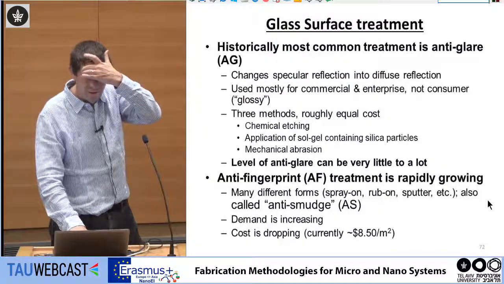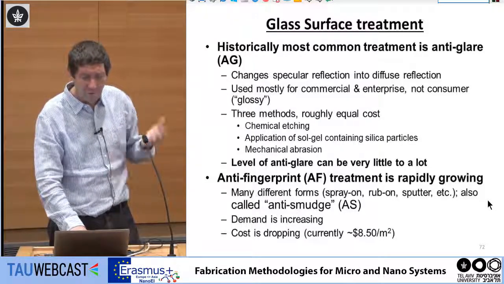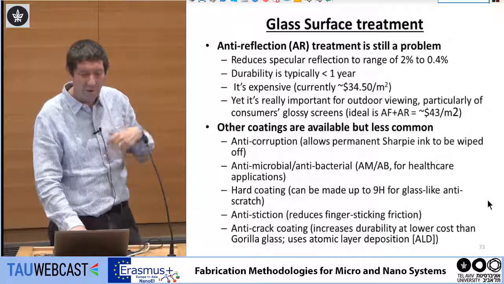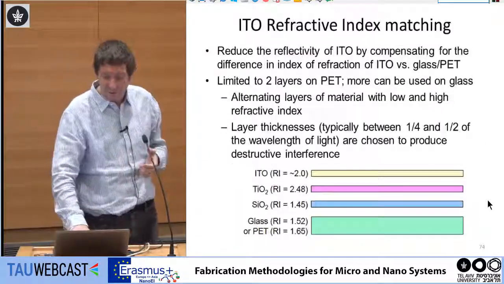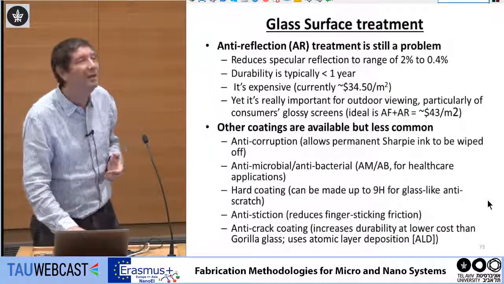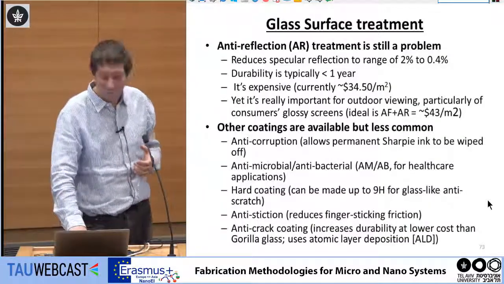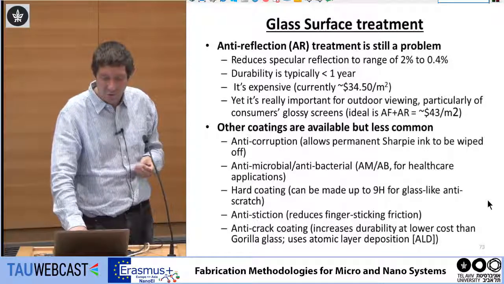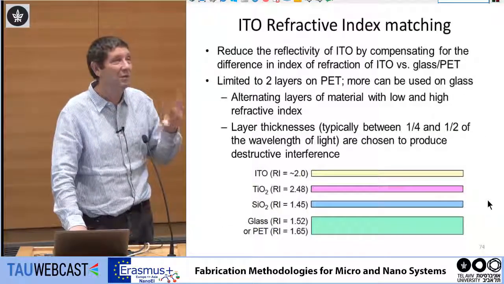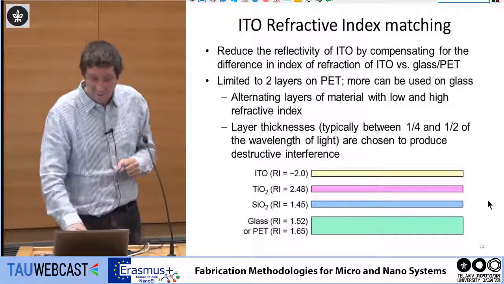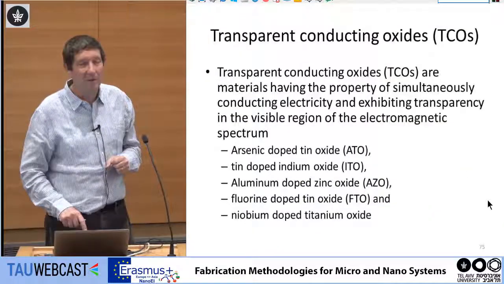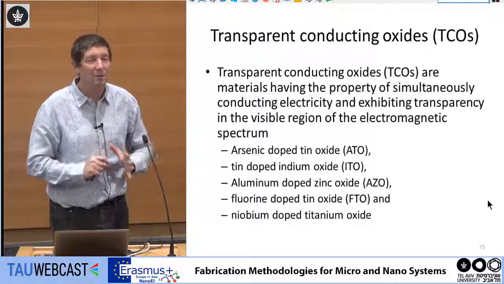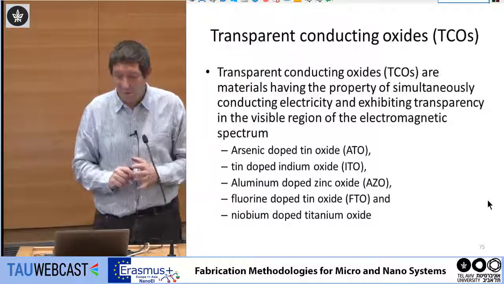And historically, the most common treatment is anti-glare. People also put anti-glare on top of it, and anti-fingerprint, anti-reflection and other coatings, like antimicrobial, if you don't want any microbes to be deposited on your structure, hard coatings, and anti-stiction, so nothing will stick to the glass. So I want to talk about materials today, so let's focus on the materials part.